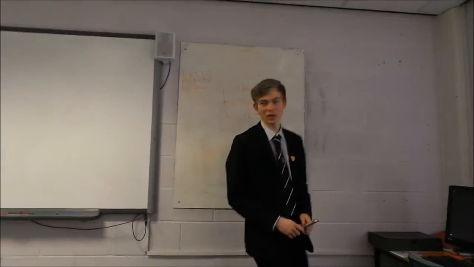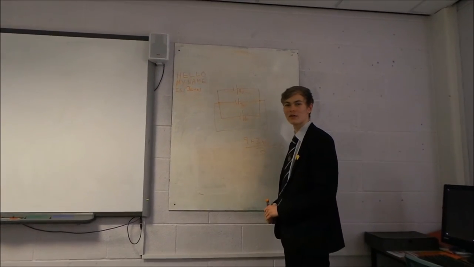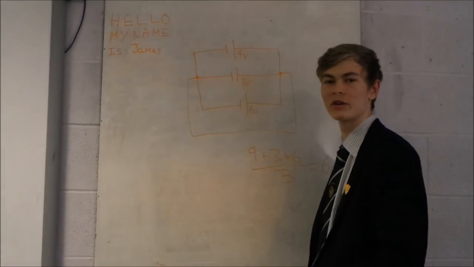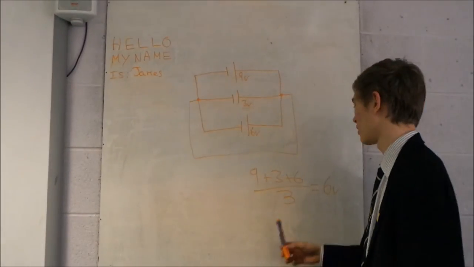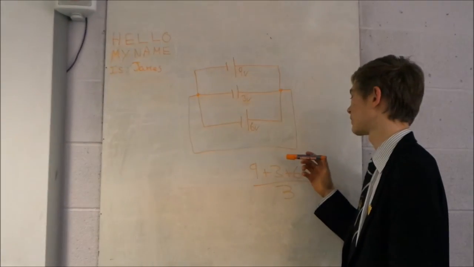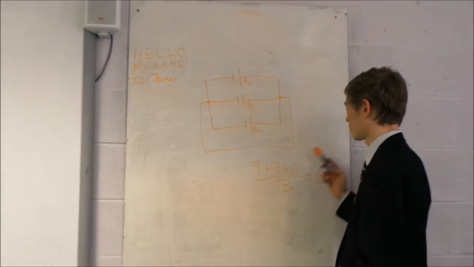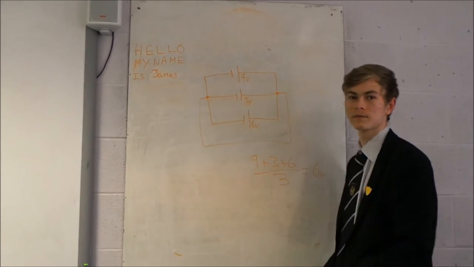Hi, I'm James. And I'm going to be talking about how to find out the voltage in a parallel circuit. What you're going to do is add the values up and divide by how many there are. So for this circuit, we've got 9 volts, 3 volts, and 6 volts. Divide by how many there are, 3, and you get 6 volts. Resistance is still calculated the same way.